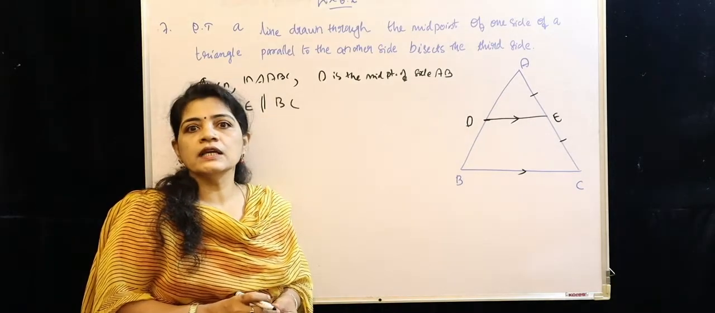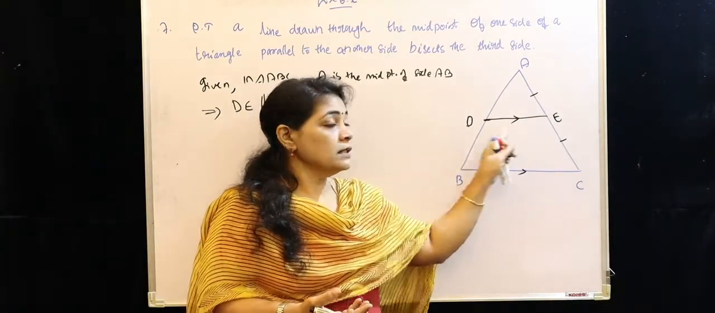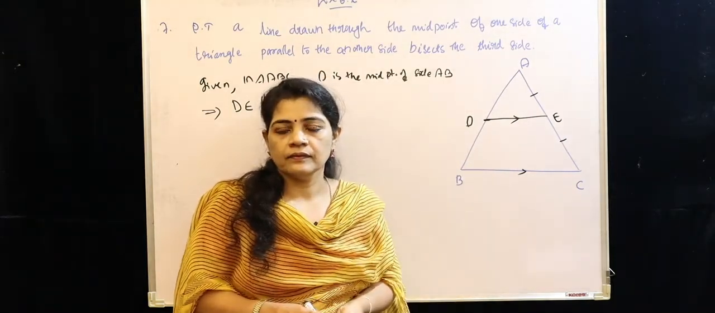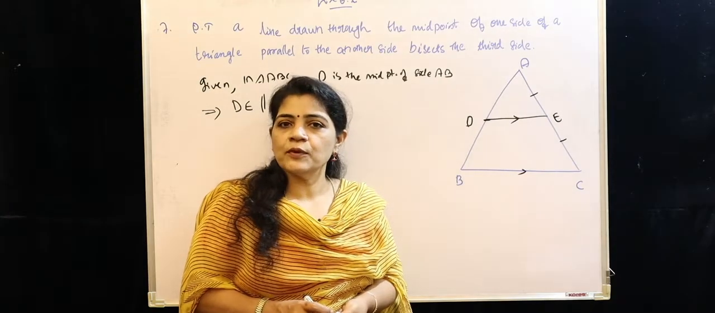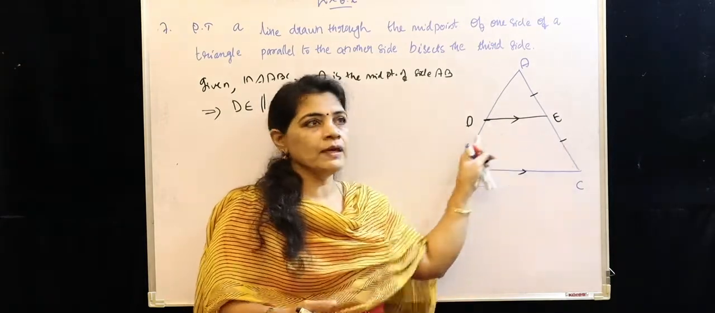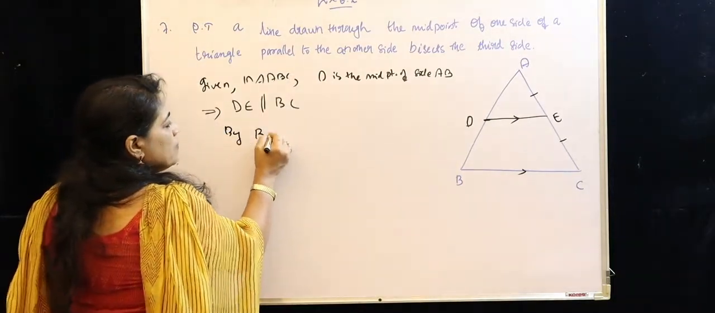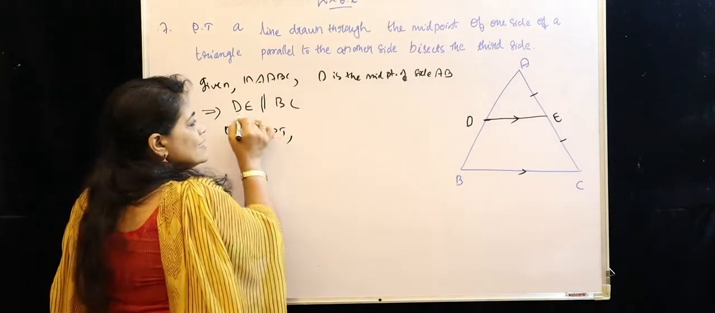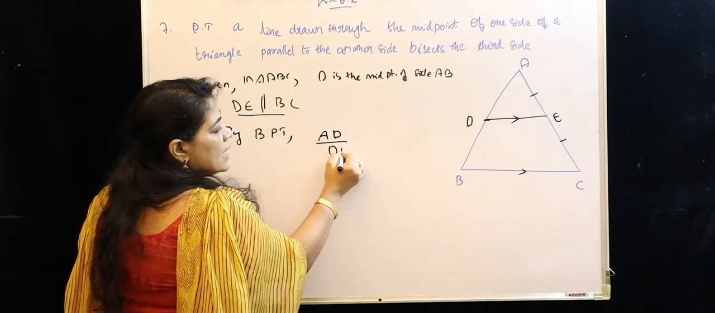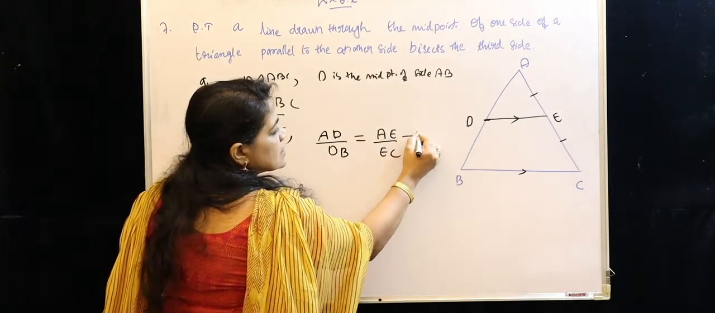So by the basic proportionality theorem, what can you write? If a line is drawn parallel to one side of a triangle, intersecting the other two sides at two distinct points, then the other two sides are divided in the same ratio. Since DE is parallel to BC, AD by DB equal to AE by EC. This can be equation number 1.